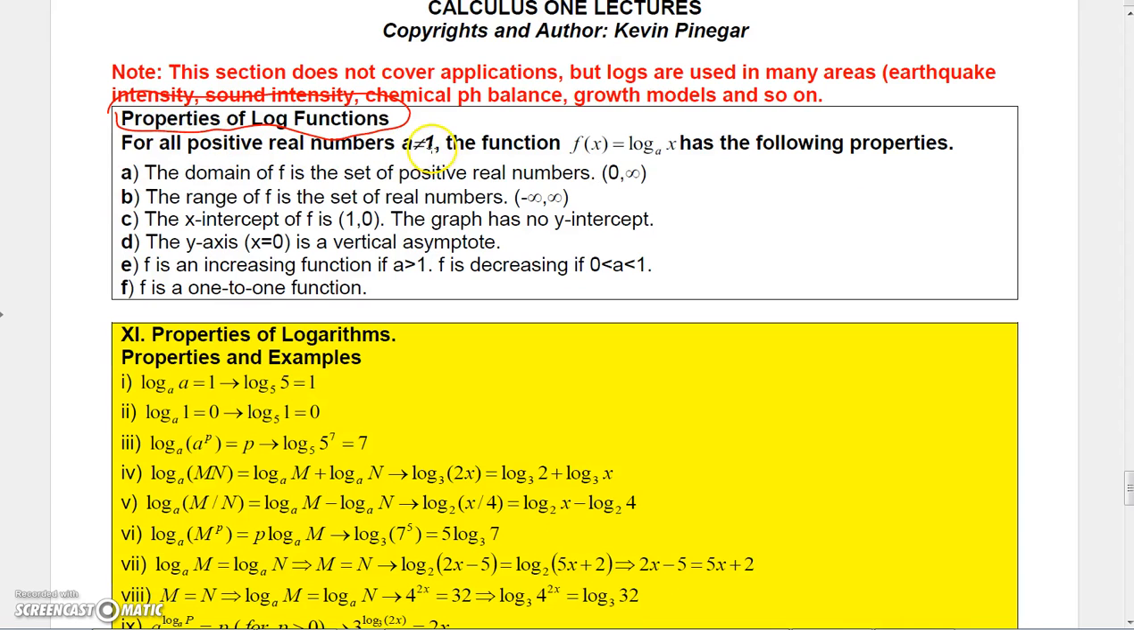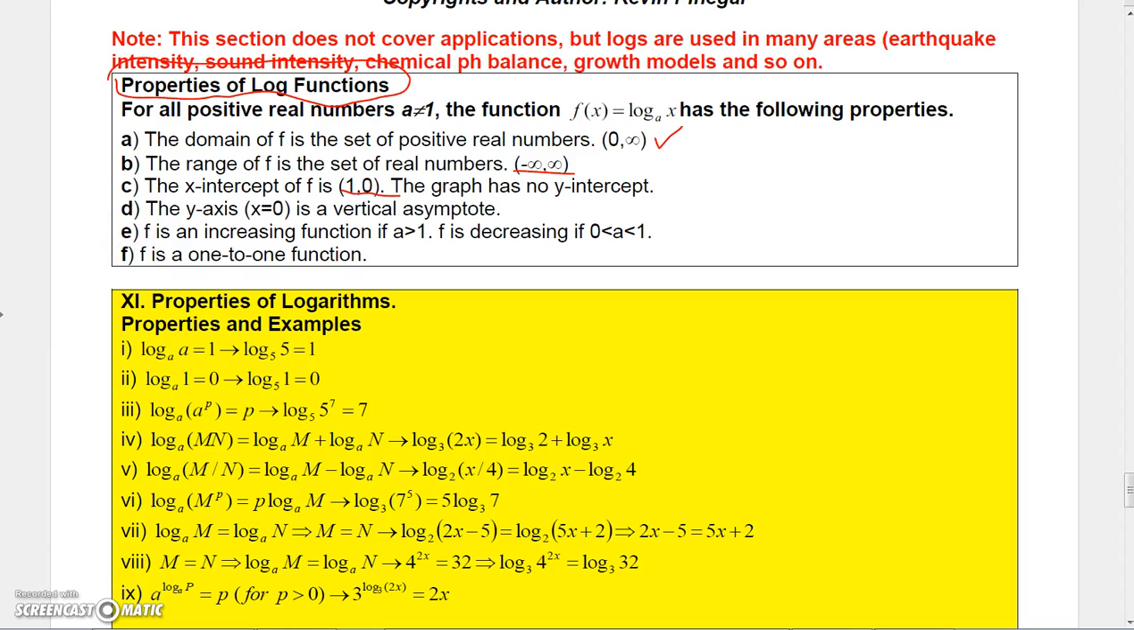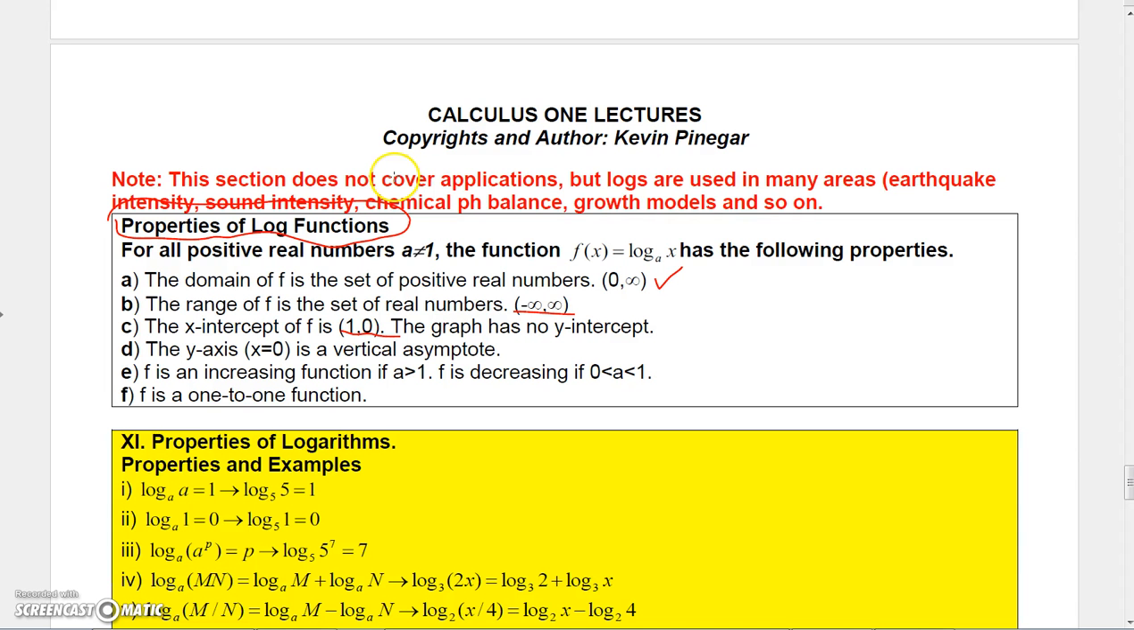For all positive real numbers a not equal to 1, the function f of x equals log of x base a has the following properties. The domain is the set of positive real numbers, 0 to infinity. The range is from negative infinity to infinity. The x-intercept is (1, 0). The y-axis is the vertical asymptote. And f of x is an increasing function if a is greater than 1, and it's a decreasing function if a is between 0 and 1. And also f is a one-to-one function. So as I said, I'll finish up log functions on the next video.